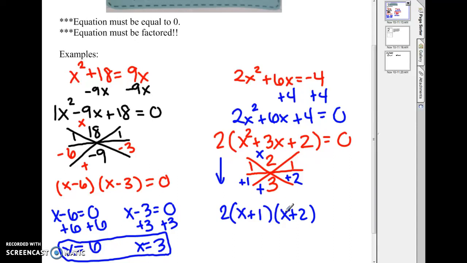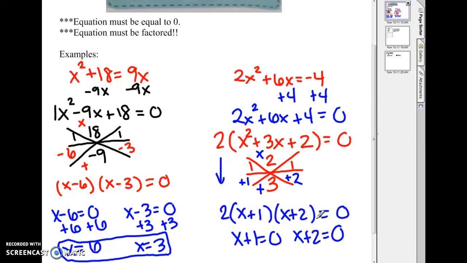Whatever's on top gets an x to it. So it's 1x plus 1, 1x plus 2. And then I have to bring down the equals 0. Now, when I use this factor theorem that was up there, I don't need to worry about this 2 because it doesn't have x in it. So it's not going to do anything. I just have to do x plus 1 equals 0 and x plus 2 equals 0.